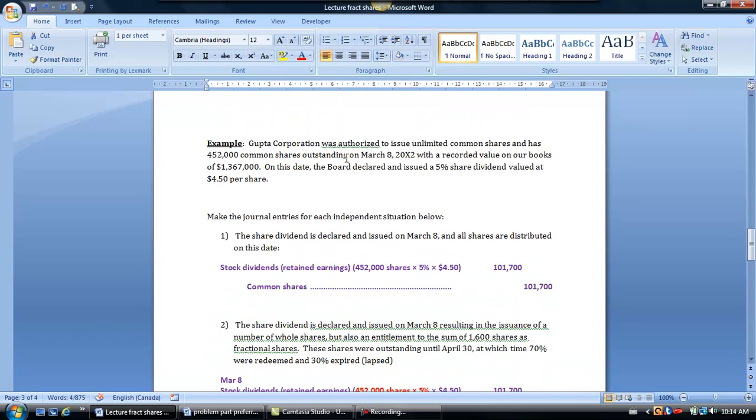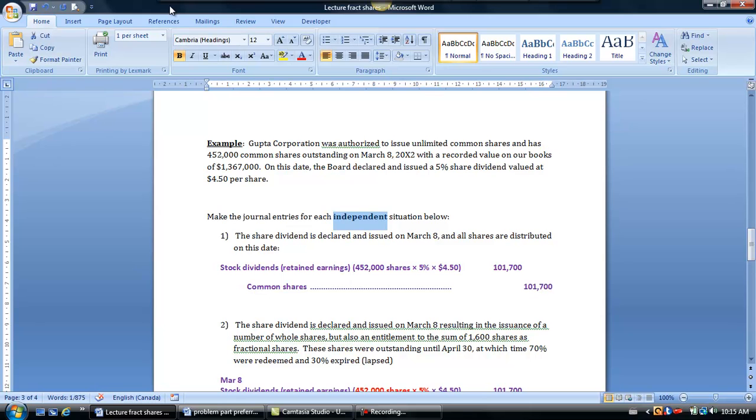So let's have a look at this question where a corporation was authorized to issue unlimited common shares, and right now they have 452,000 common outstanding on March the 8th, 2000x2, and the amount of paid-in capital, or the amount that the shareholders gave them to buy those 452,000 shares, is $1,367,000. Now, at that time, the board declared and issued a 5% share dividend, and that share dividend was valued at $4.50 a share. So now, we have some independent situations here that we want you to make journal entries for, okay? None of these are dependent on the ones previous.